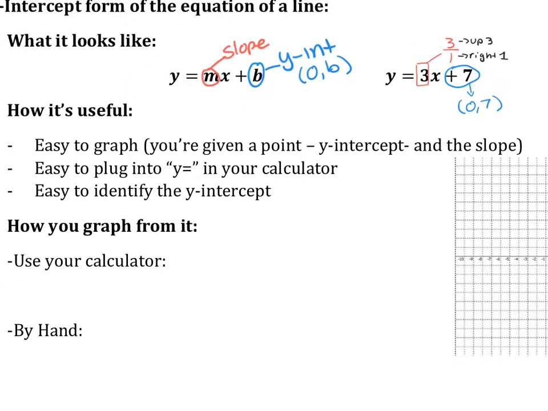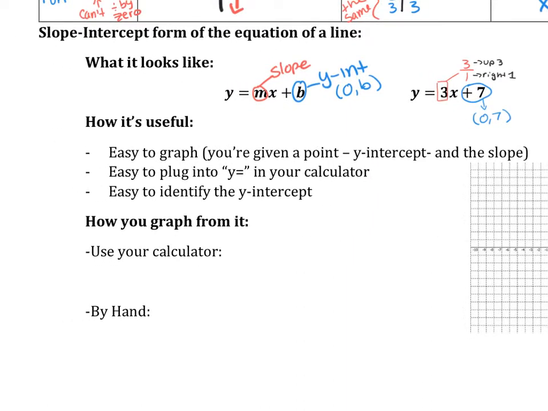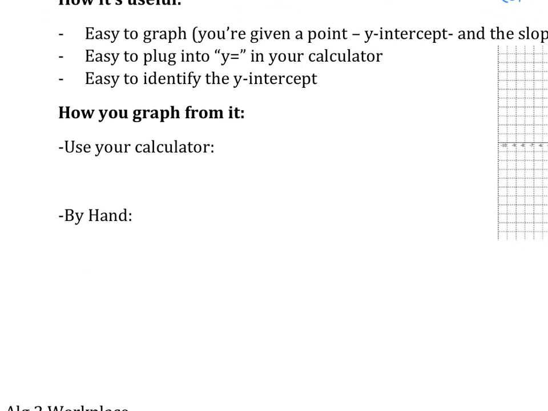Okay, so slope-intercept form is handy because it's easy to graph in your calculator because y is already by itself. It's also easy to graph by hand because you're given a point, the y-intercept, and you're given the slope, how to find other points. So we'll do it using our calculator first, if you guys can get your calculators out. So to use your calculator, again, you just need to make sure that y is by itself. If it's in slope-intercept form, y should already be by itself.